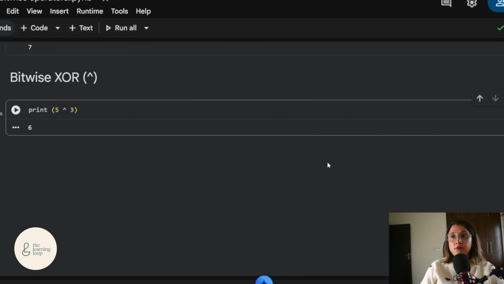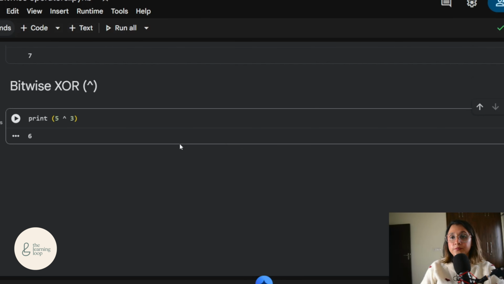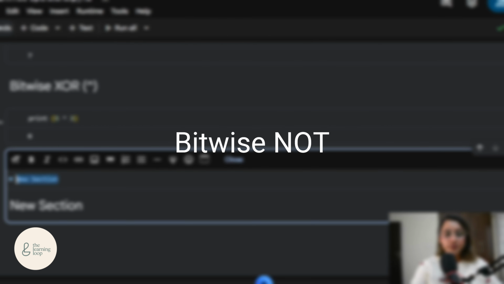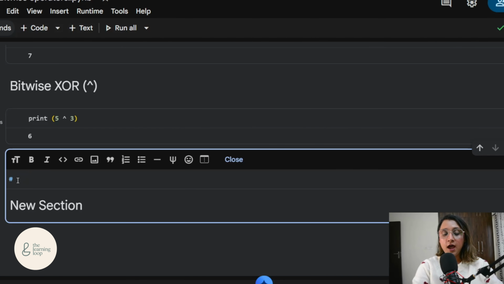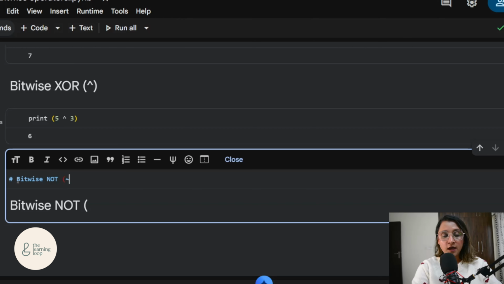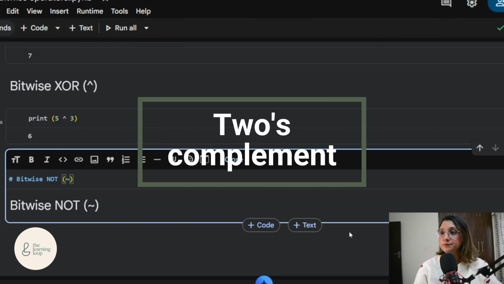And you can see we got the answer as 6. The next one is Bitwise NOT. And before we actually understand Bitwise NOT, there is one more concept that I want to go over. That is the 2's complement.